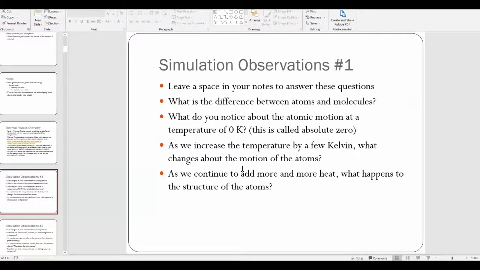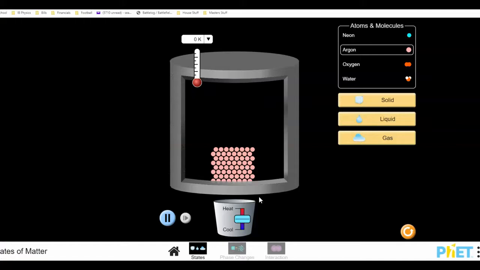Now, the next question says, as we increase the temperature by a few Kelvin, what changes about the motion of the atoms? And so we kind of saw this as we were cooling it down, but as I increase the temperature, the whole block of atoms just kind of shifted up a second ago. That doesn't really mean anything. That's just because of the simulation. But if you look at the motion of the individual atoms, they are vibrating, they're shaking. Okay, they're moving in place.